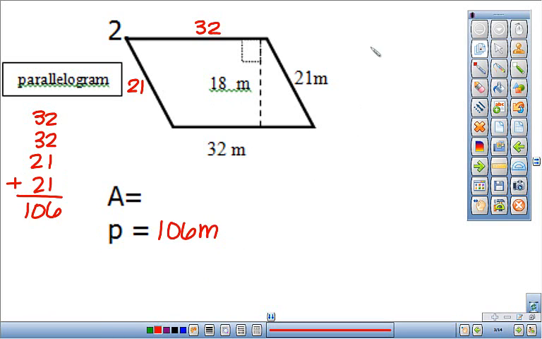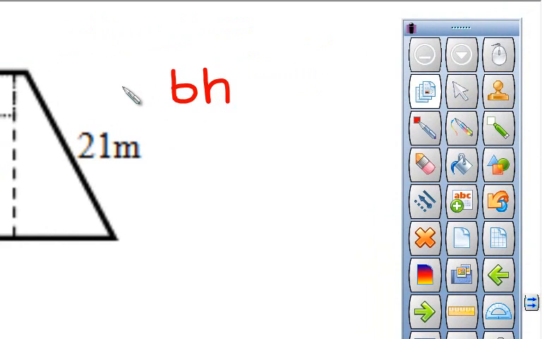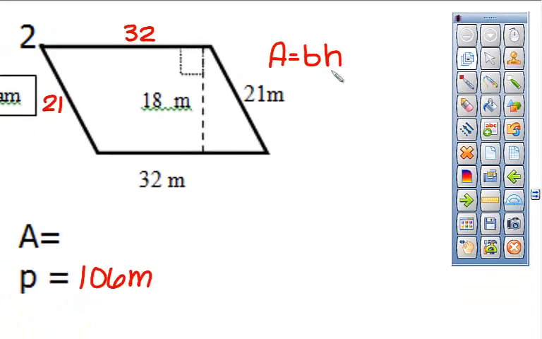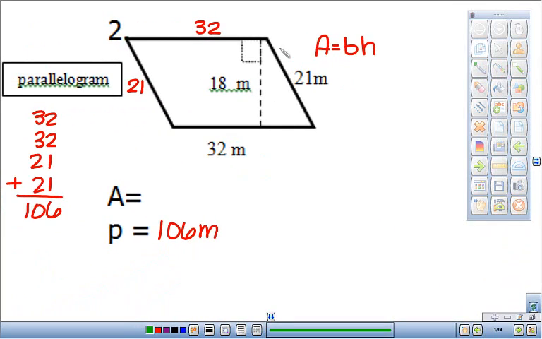Area is base times height. Okay, not divided by 2. It's just like a rectangle, base times height. But again, base and height do have to meet at the 90-degree angle. So here's a 90-degree angle. So this dotted line, the 18, is my height, which makes 32 my base. Okay, so you're not having to use the side length of 21 to find your area.